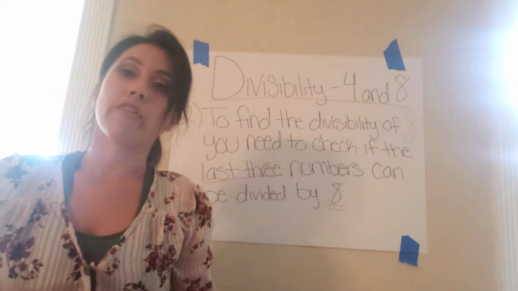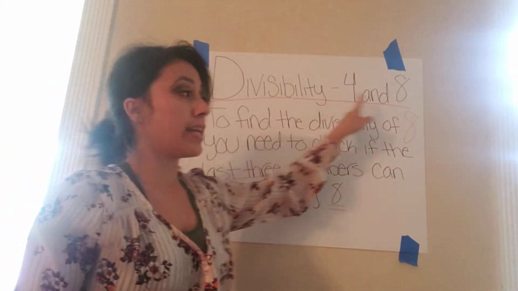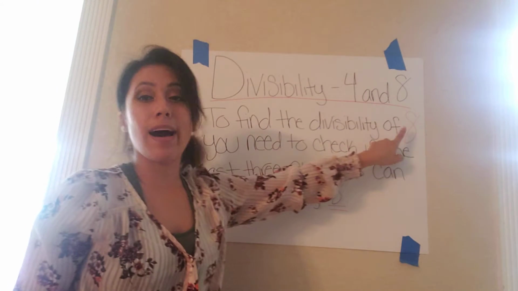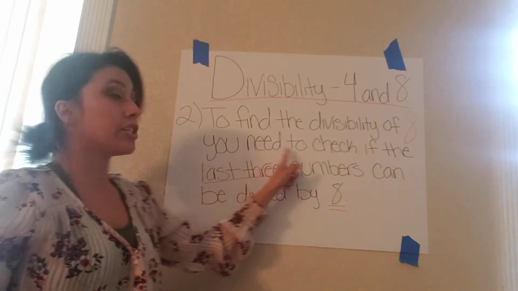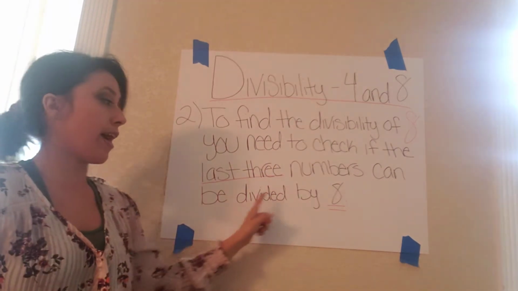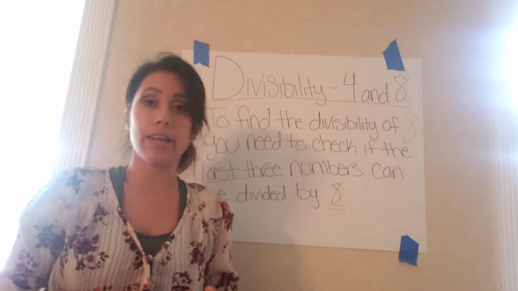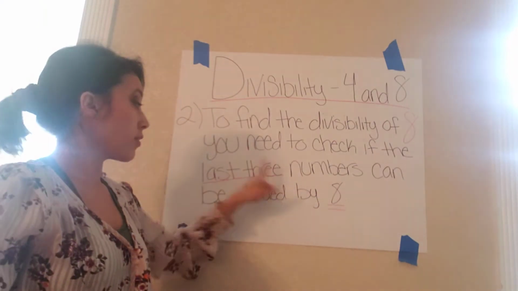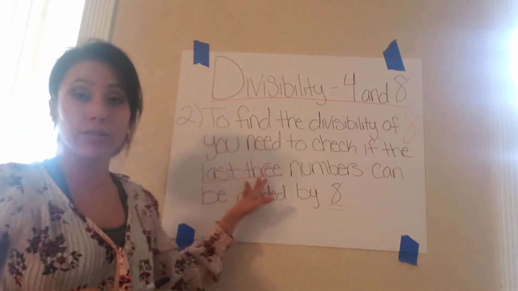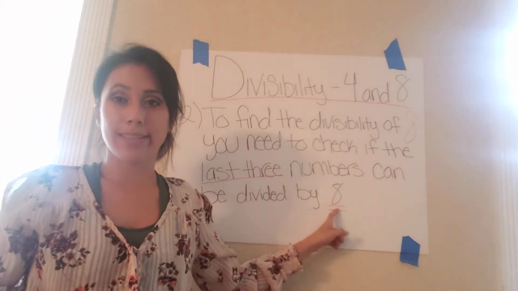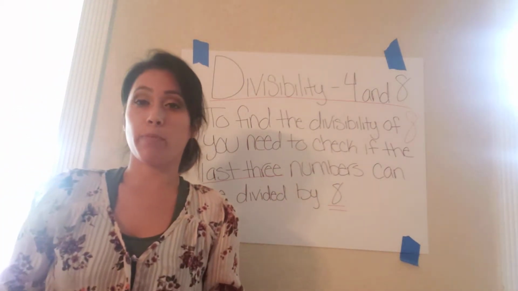Now we're going to go over the definition for divisibility of 8. To find the divisibility of 8, you need to check if the last 3 numbers can be divided by 8. So just like the other one, when you're doing 8, you have to get the last 3 numbers of that whole number and divide it by 8 to find if it is divisible by 8.